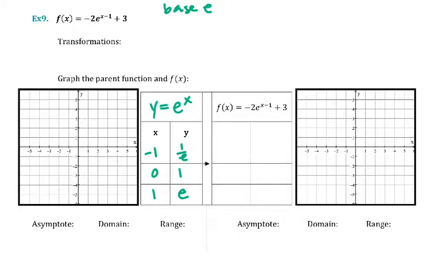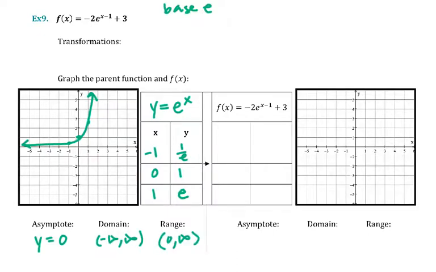So what this looks like, and remember e is approximately 2.718. So -1, 1 divided by 2.718. We have a positive fraction here. And I've got 0, 1, and 1, e, about right there. So here's my parent function. Again, it has a horizontal asymptote at y equals 0. The domain is all real numbers, and the range is 0 to positive infinity.